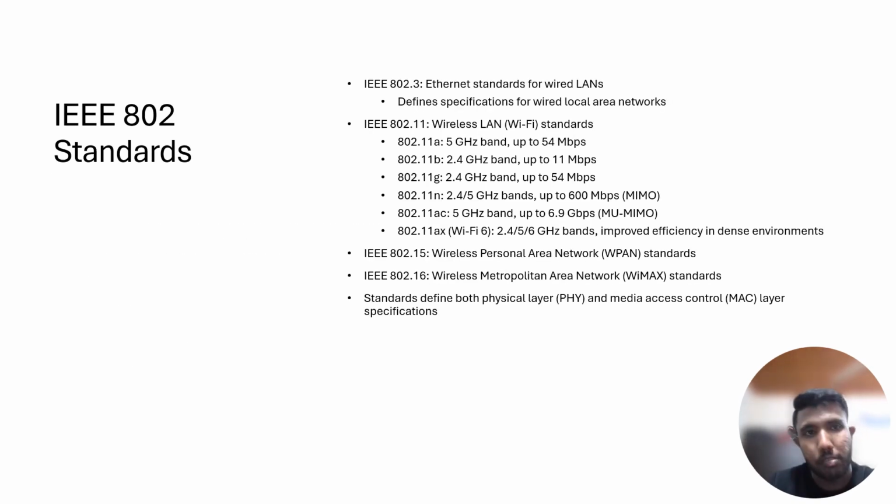In this slide, we discuss the IEEE 802 standards. The IEEE 802 standards define a specification for various network technologies. IEEE 802.3 encompasses the Ethernet standards for wired LANs, from original 10 Mbps to today's 400 gigabits per second implementations. IEEE 802.11 defines the wireless LANs, which means Wi-Fi standards.